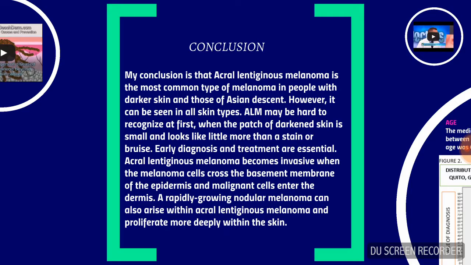And finally, the conclusion. My conclusion is that acral lentiginous melanoma is the most common type of melanoma in people with darker skin and those of Asian descent. However, it can be seen in all skin types. Acral lentiginous melanoma may be hard to recognize at first when the patch of darkened skin is small and looks like little more than a stain or bruise. Early diagnosis and treatment are essential.